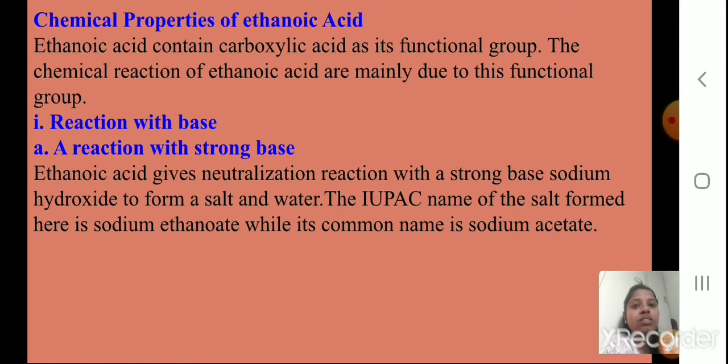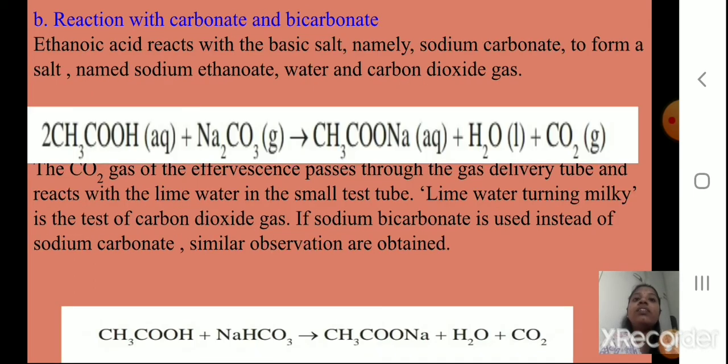Sodium ethanoate. You can see the formula. Do and see. So sodium ethanoate, while its common name is sodium acetate. Okay, students, now the next reaction we are going to see is the reaction with carbonate and bicarbonate. So we will see.